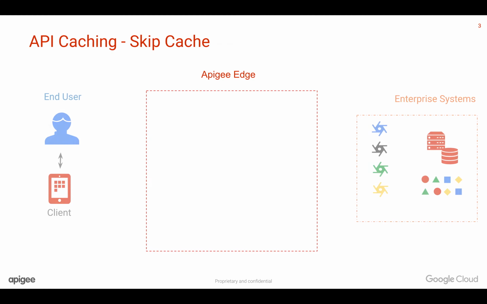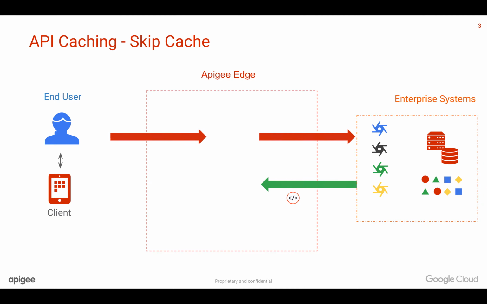Apigee Edge can sit in between the client and target system where you are able to create API proxies and cache the data. For some scenarios, you don't want to cache the data. For example, you have a books API and whenever you're querying for books related to Node.js, you want to cache the data. But whenever the client is querying for books related to Java, you don't want to cache the data. You always want to serve the fresh data from the backend system directly.